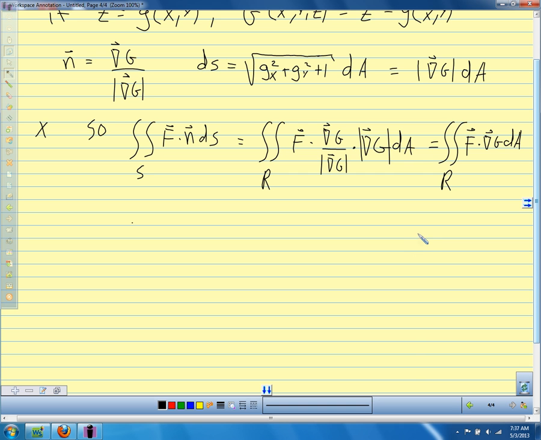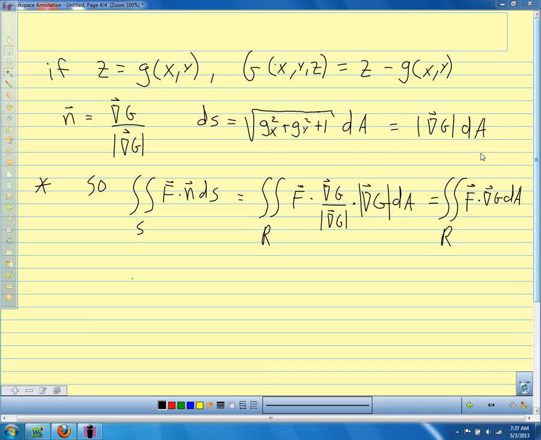Yes? So if you have something that's already a function of x, y, and z, we'll talk about that. We'll do an example where that's the case. Okay? And we'll get to it then. All right.